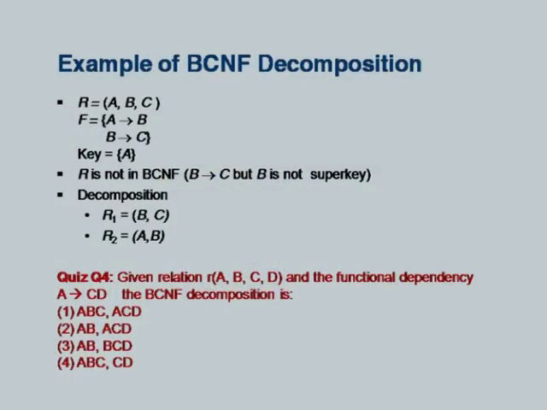So, this was again a fairly easy question. It's a straightforward application of decomposition. To decompose using ACD, one of the two relations will be exactly ACD. The other one contains A, the left hand side, and all the remaining attributes after removing CD. The only remaining attribute here is B. So, the two relations are AB and ACD. So, the right answer is 2.